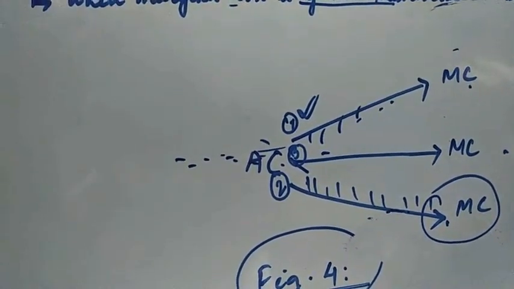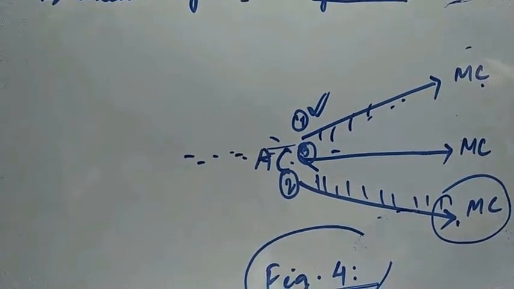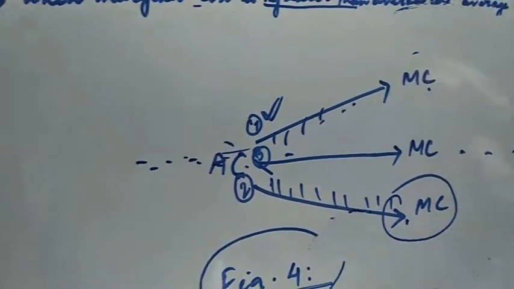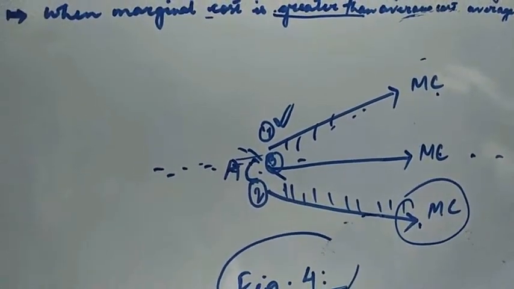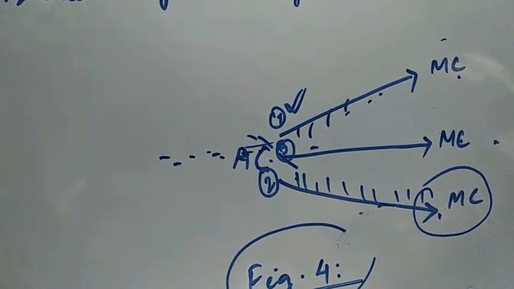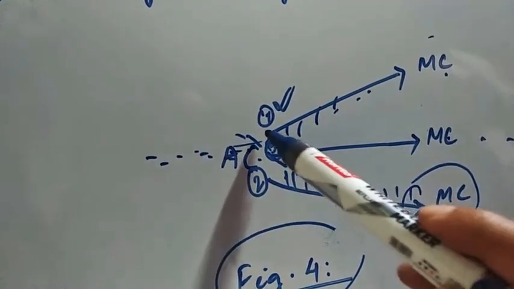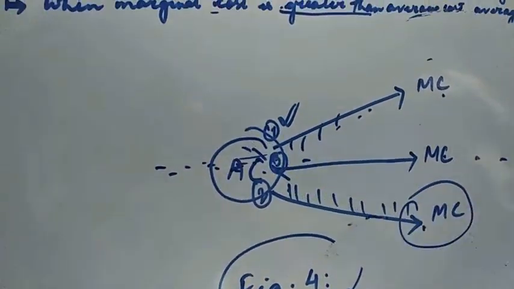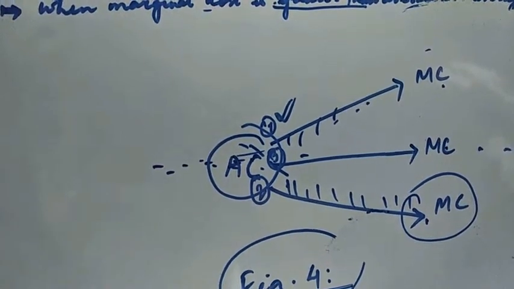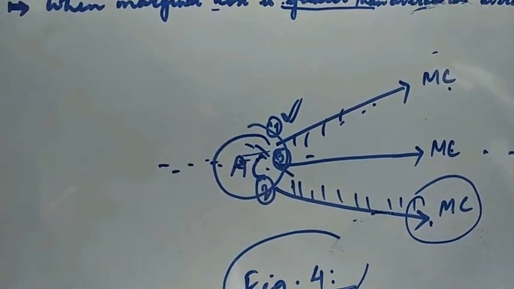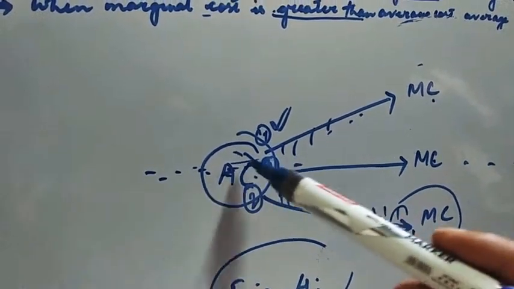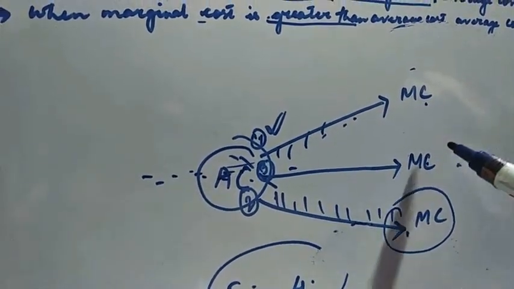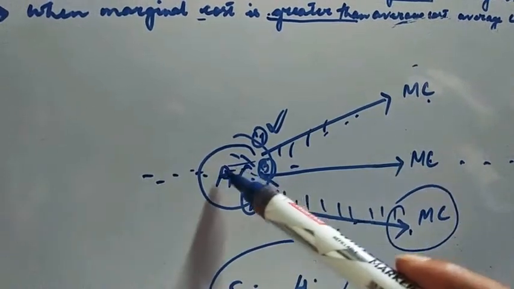Thirdly, when marginal cost stands equal to average cost, so AC equals MC, they are on the horizontal line. When that happens, what will happen? The average cost also remains the same. There is no fall, there is no rise, no downward fall, no upward rise. AC will be equal to MC when MC equals AC.